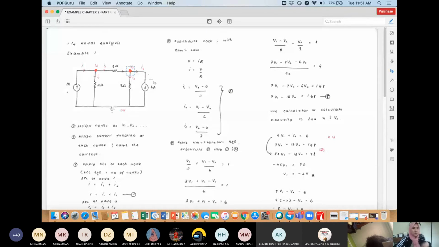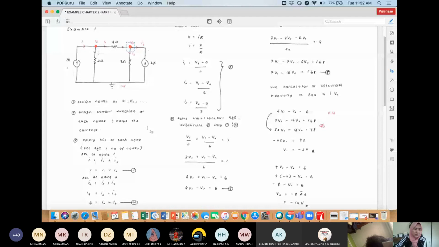So after you assign the current direction, then you name the current. Over here, I name this as I1. This is I2, this is also I2. And this is I3 and this is I4. Over here, I name it as I. It depends on you whether you want to name it as IX, IY, IZ. It doesn't matter. Then after you name the current, you must apply KCL at each node.